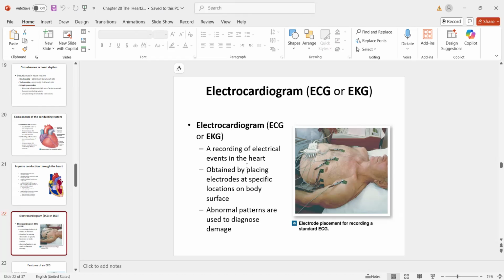Clinicians can use an ECG to assess the function of specific pacemaker, conducting, and contractile cells. When a portion of the heart has been damaged by a heart attack, for example, the ECG reveals an abnormal pattern of impulse conduction. The monitoring electrodes for an ECG are placed at different locations on the body surface.